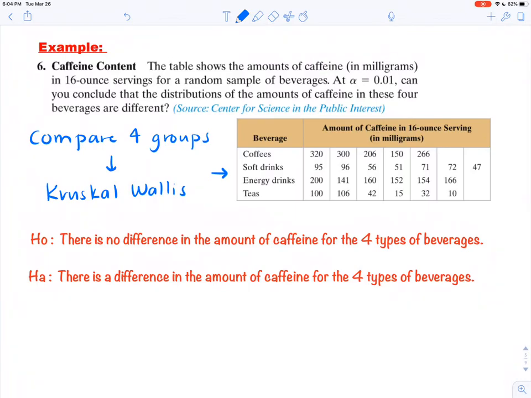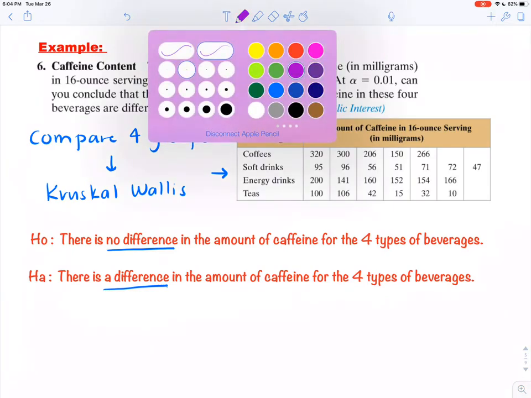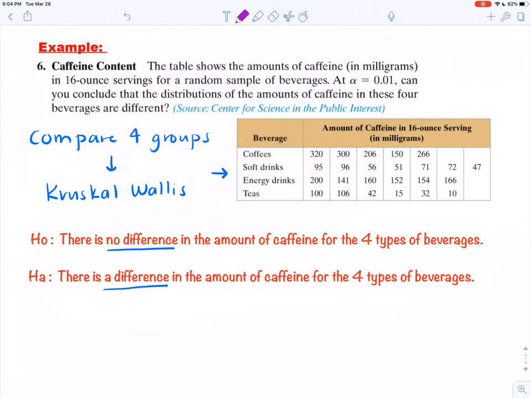Now, as far as the initial setup, again, the null hypothesis will state there is no difference in the amount of caffeine. The alternative will state that there is a difference present. And we are asked to test the claim that the amounts of caffeine is different for the 4 groups. So that means we are looking at a claim here that falls in the alternative hypothesis, which is why we'll be looking to support that claim when we get to the end.